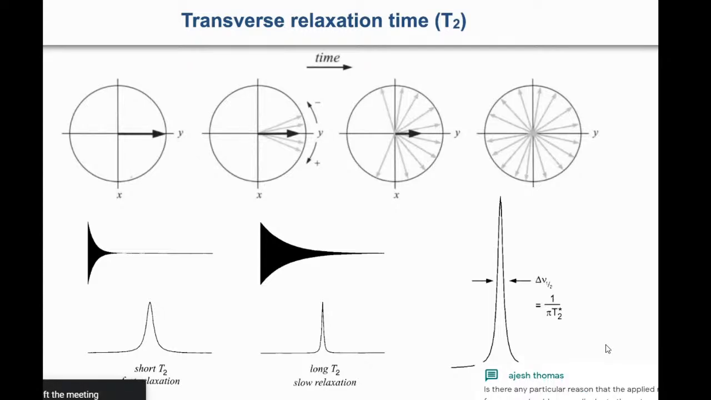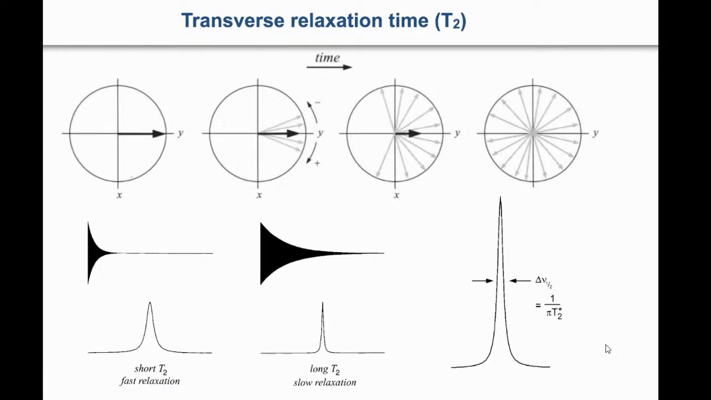So how does it manifest in the NMR spectra? It manifests in the line width. If you have very fast relaxing, then you will have a short T2. That means the time of coherence is very short, so you will get a very broad signal. So this is the FID, right? Very fast relaxation, so you get a very broad signal.